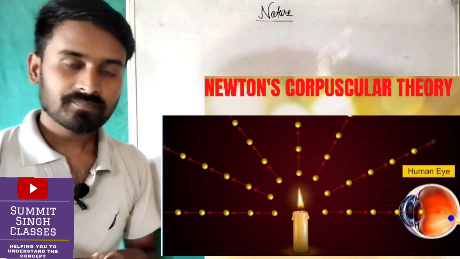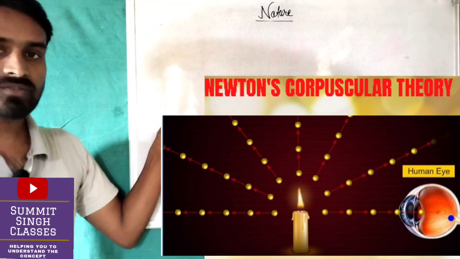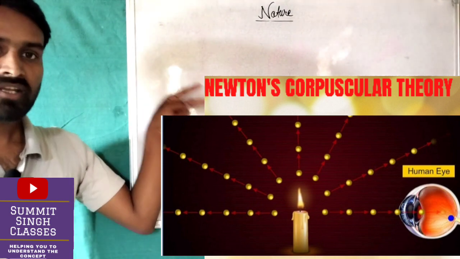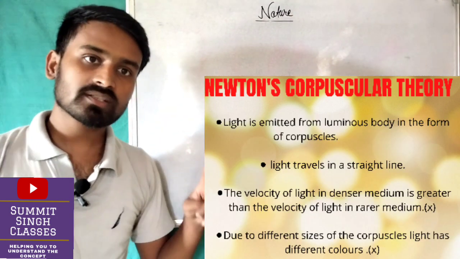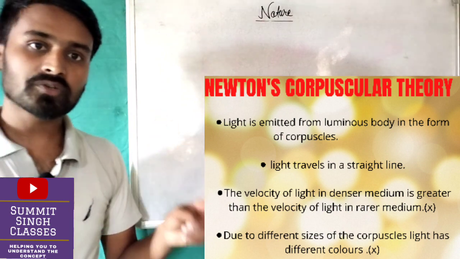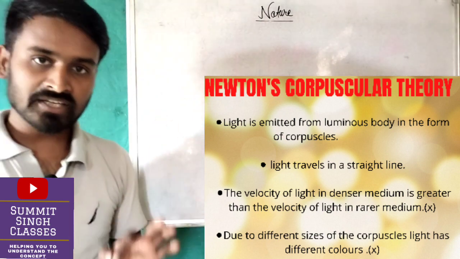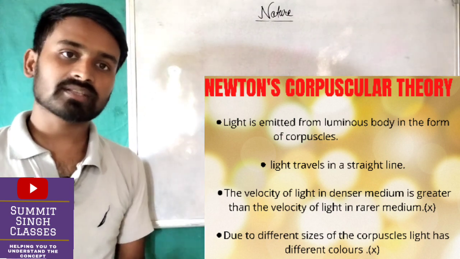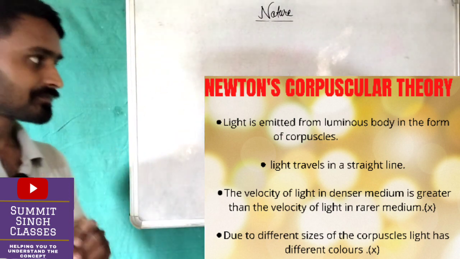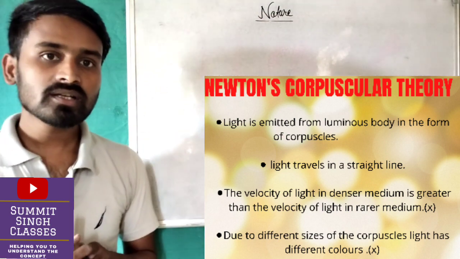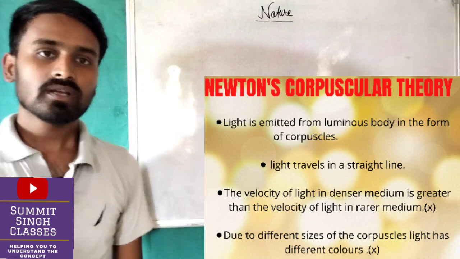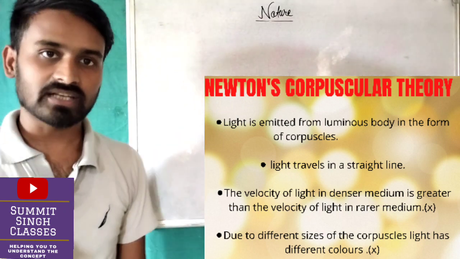Do you understand? So these facts were firstly given by Newton. The first thing was that light is produced from a luminous body in the form of tiny particles, and these particles are corpuscles. The second thing was that these corpuscles always travel in a straight line.